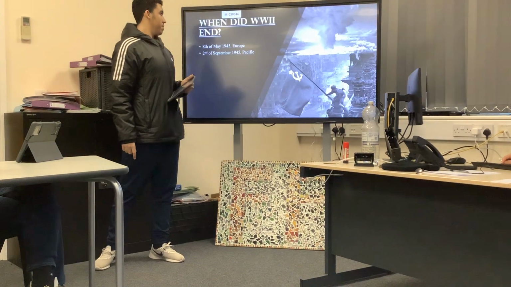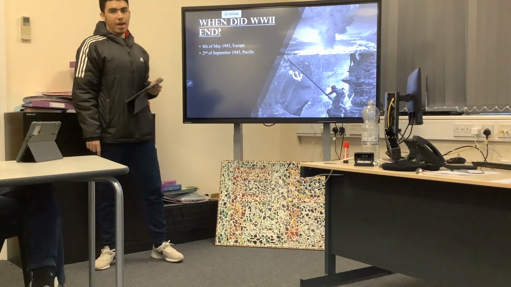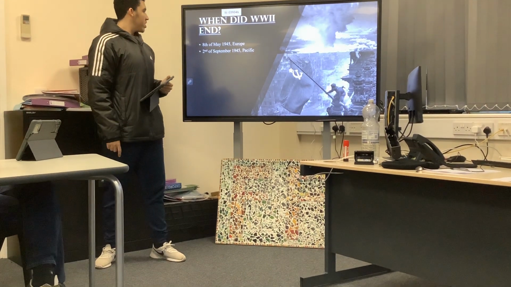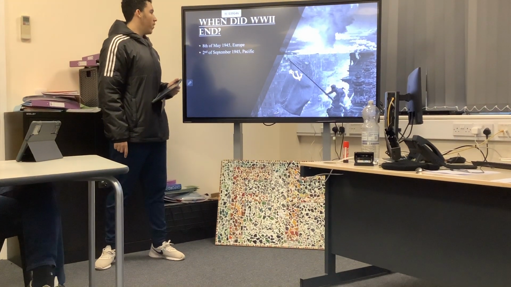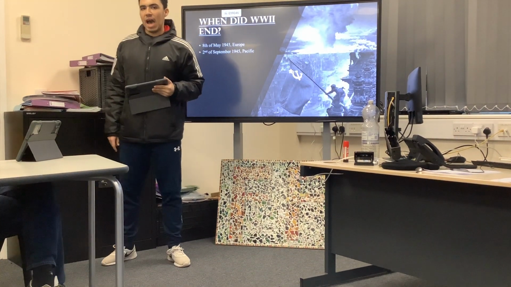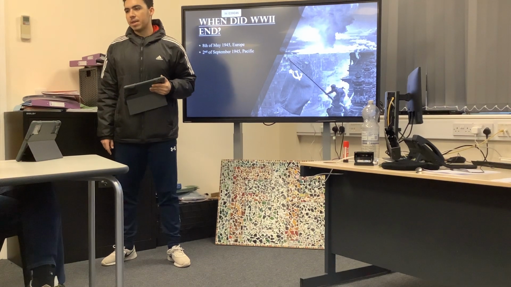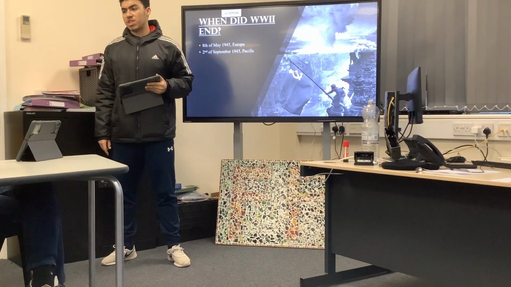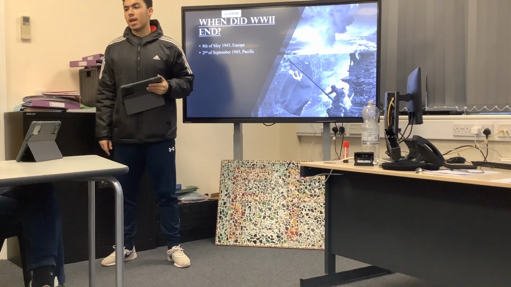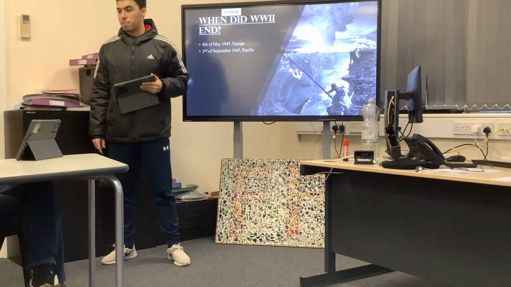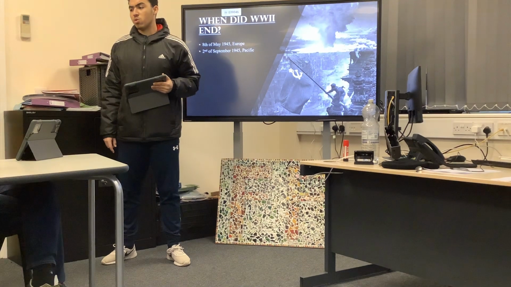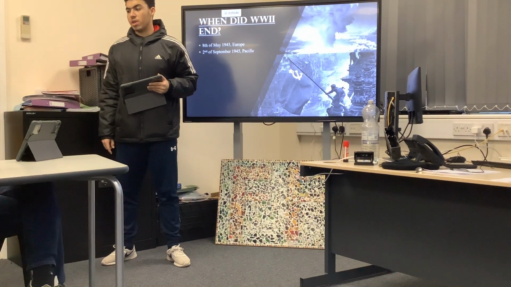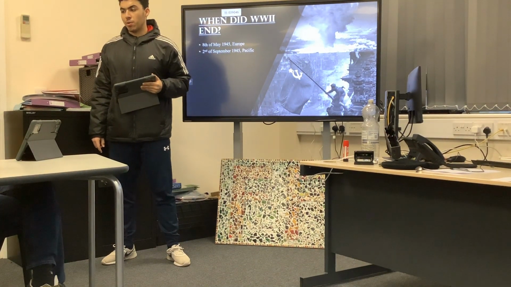Next slide. When did World War II end? So the Second World War ended in Europe on the 8th of May 1945 after Adolf Hitler committed suicide, and he did this by putting a cyanide pill down his throat and then shooting himself in the head with a pistol. Now he did this because he knew he was losing the war, and he also knew his death was near, so he took the easy way out.